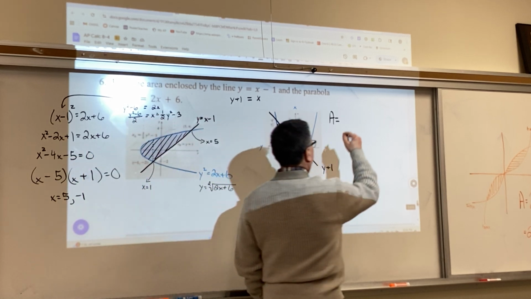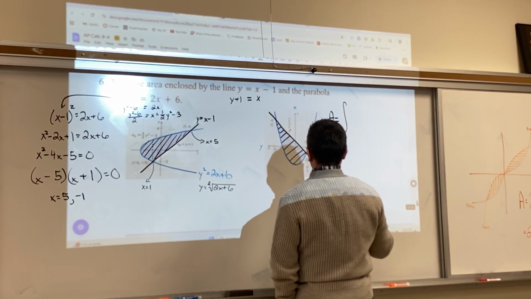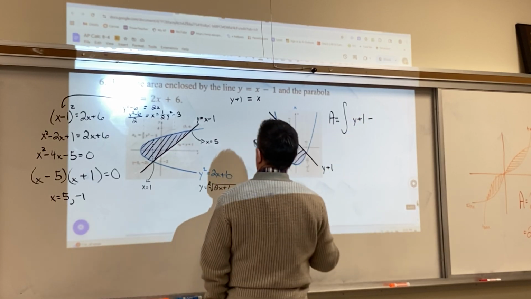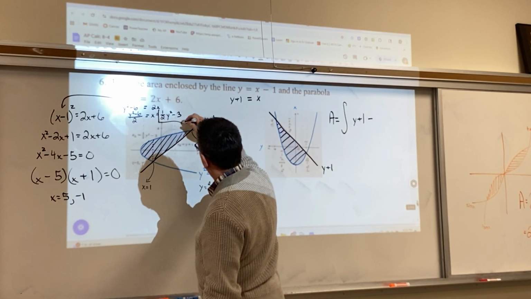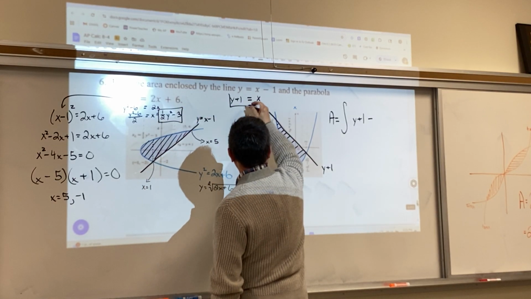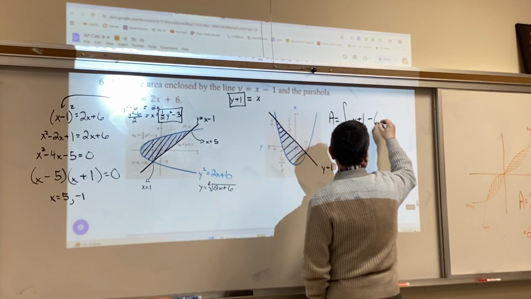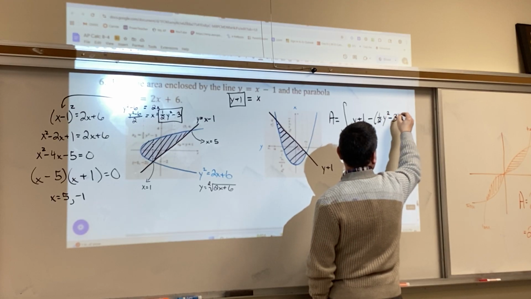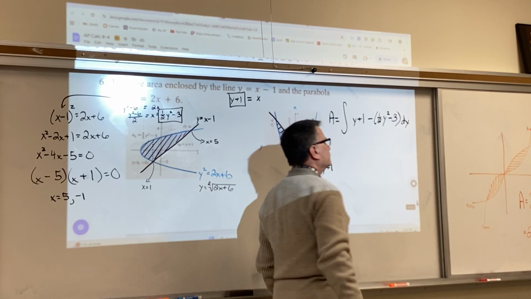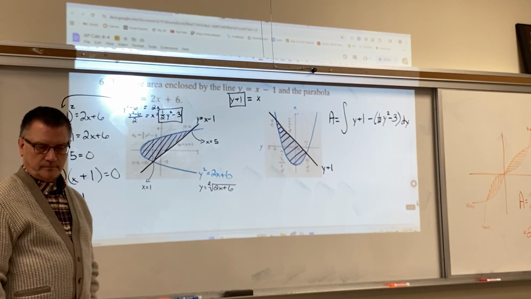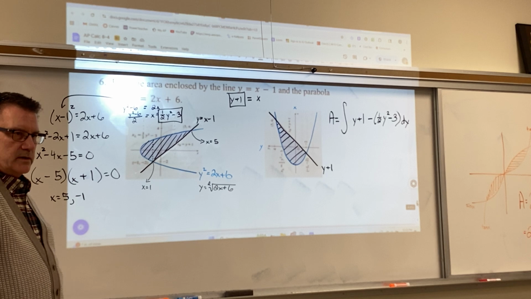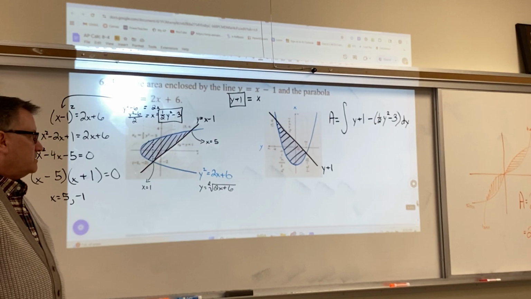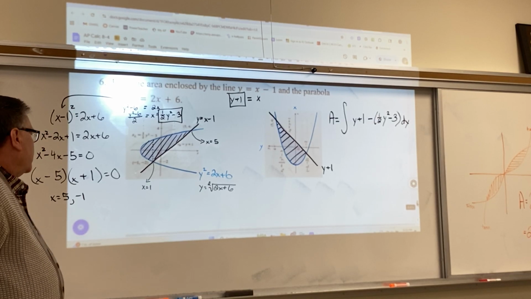Okay, so I'm gonna do the integral of the top function, which is y plus 1, minus the bottom function, which we determined to be that one, minus 1/2 y squared minus 3. But you know what I need to do? Change the interval. Yeah, I need to change the interval. I'm going in the y direction now, not the x direction. Well, I got the x value.